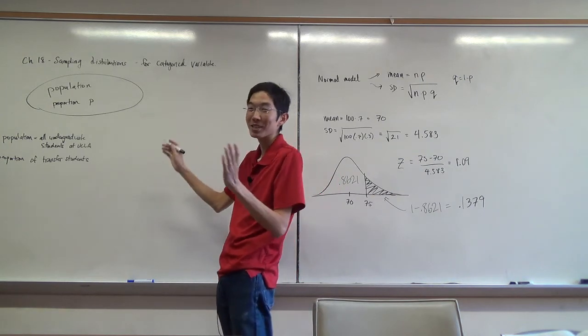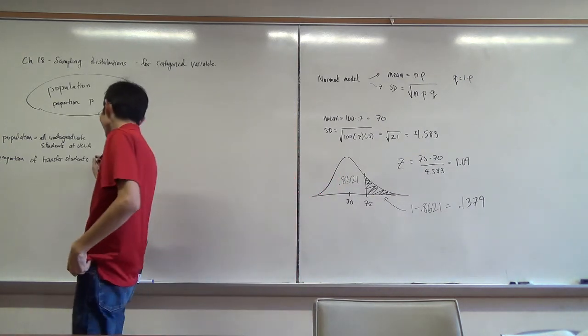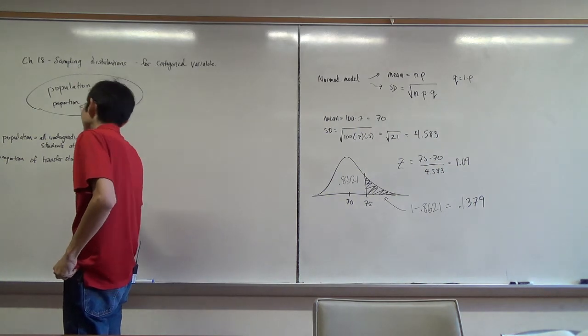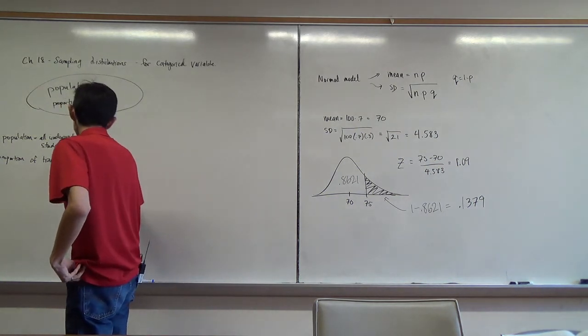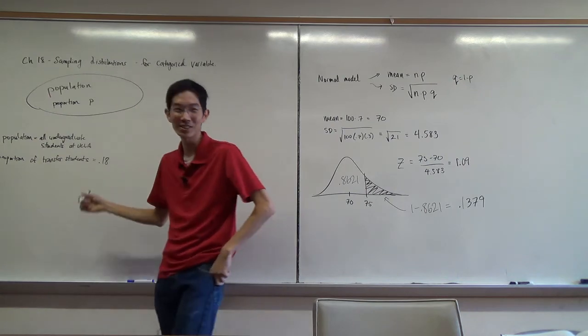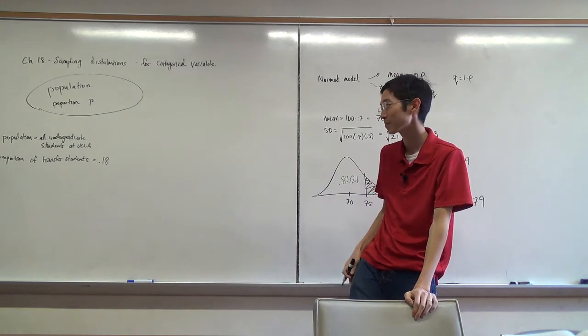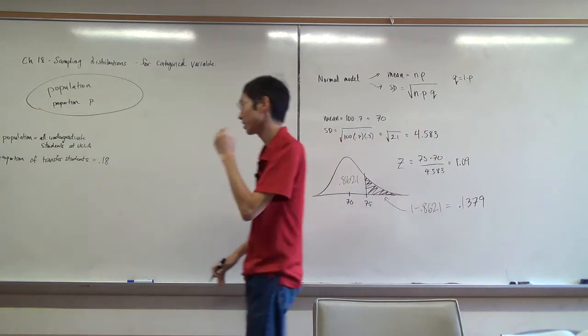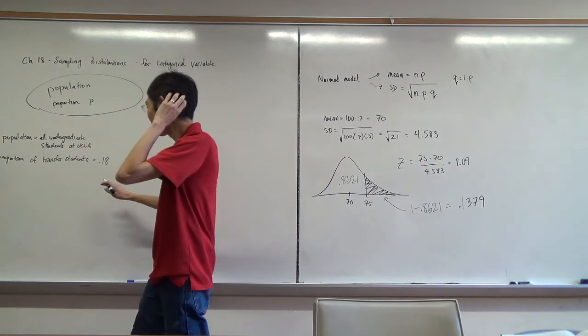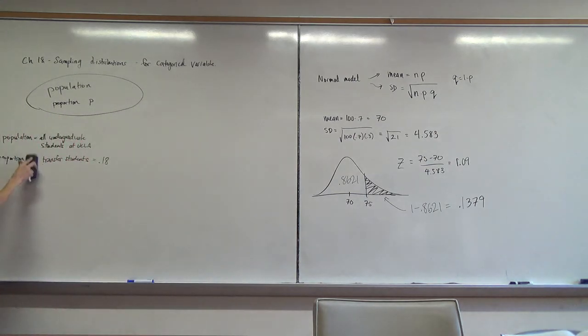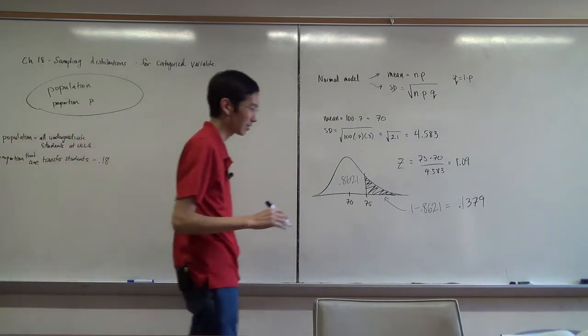All right, so we can't agree on this, but let's just make up a number. Let's say 18% of all undergraduate students are transfer students. We have no idea, I'm just completely making this up. So the proportion that are transfer students, we'll say, is 0.18.